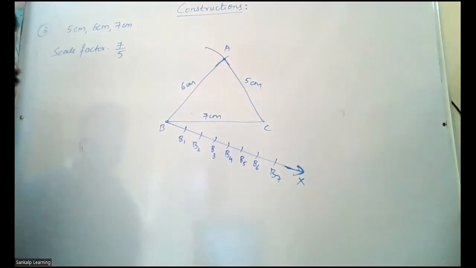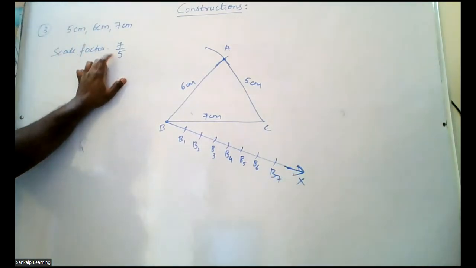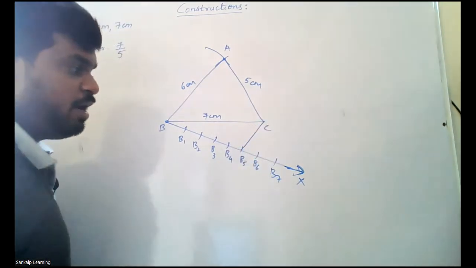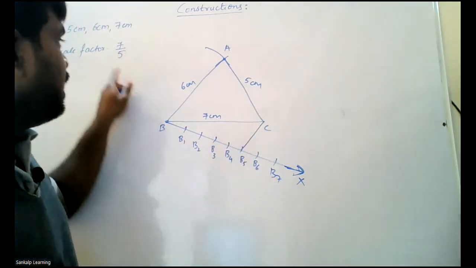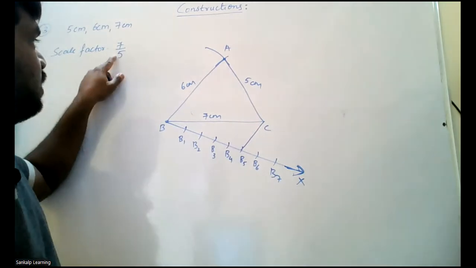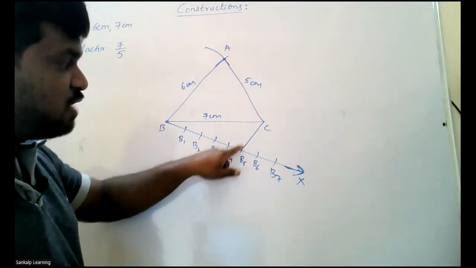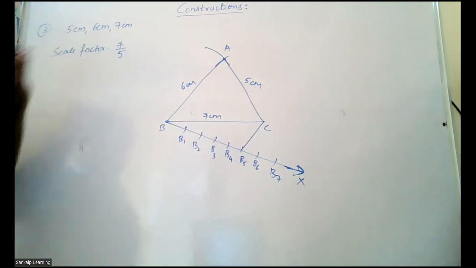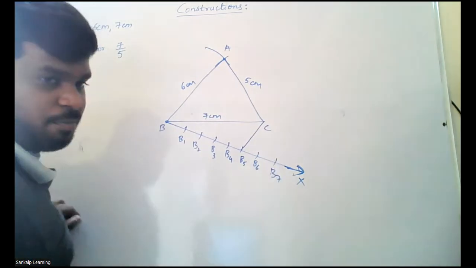Now, which is the number in the denominator? 5. So the fifth arc should be connected to C. Remember, it is not the end point with C. It depends on the denominator. What is the denominator that we got? 5. Therefore, the fifth arc should be connected to C. And where do we draw the parallel? At the seventh arc. So here we have to draw a parallel.